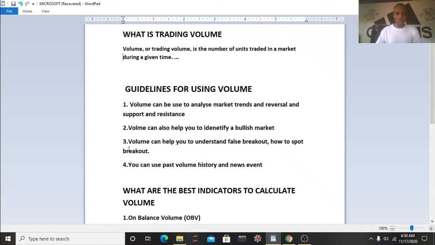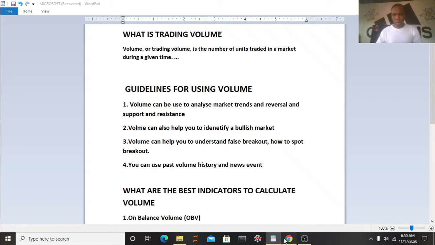Now for the next one, volume can help you to determine false breakouts and how to spot a breakout. This is very important now. Let's say a market has been in a range ever since. Now let's say the price starts moving and the volume increases. It means that we might see a breakout very soon in the market.